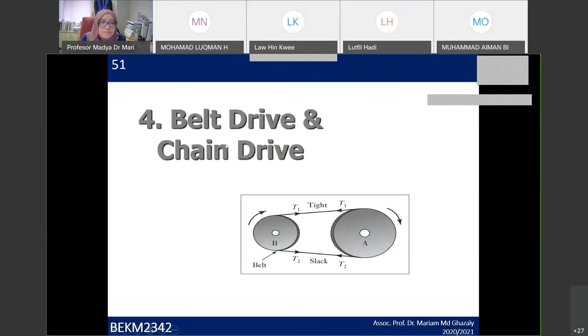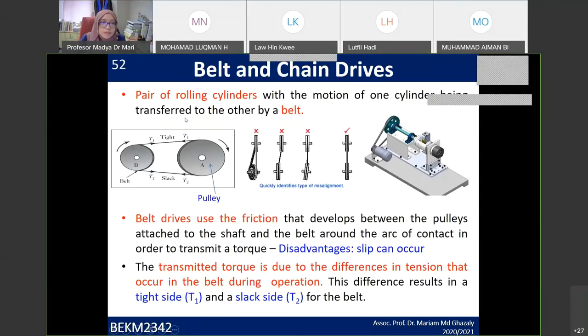Okay, next is belt and chain drive. I think this one is straightforward. For belt and chain drive, they are similar. But for belt drive, you have the tooth. So belt drive is actually you have the belt, where the top one is called the tight side and the bottom part is the slack.